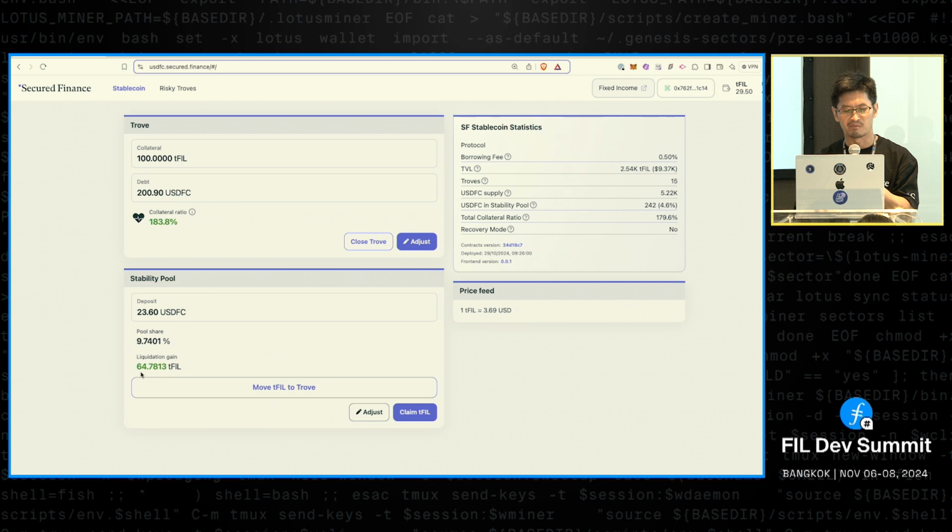He used to have 59 T-FIL, while 5 more T-FIL got added because his pool share is 10%. And this time, the total amount of T-FIL liquidated is 58. So a 10% portion of 58 T-FIL came to this guy. Thanks for the contribution to the stability pool. But what is happening is basically he put the USDFC stablecoin into the stability pool and bought T-FIL at a discount. So it's kind of like swapping. That's what happened under the liquidation flow.